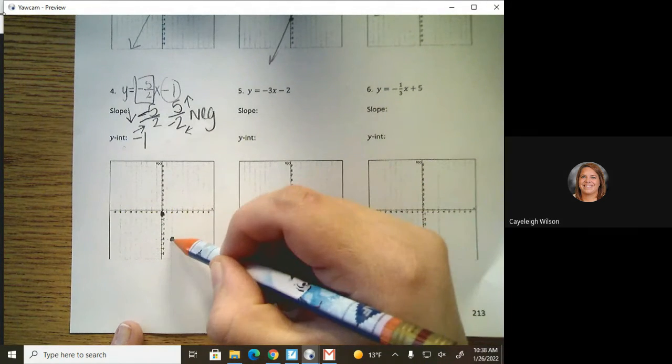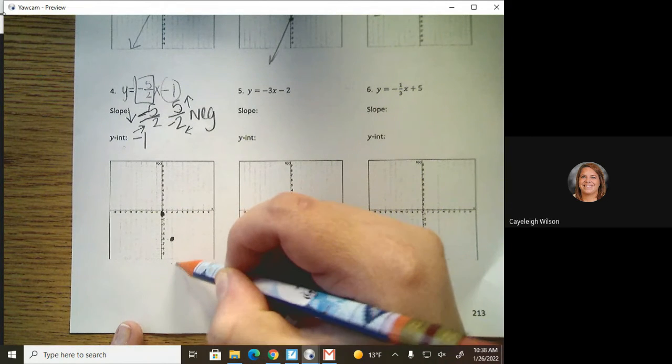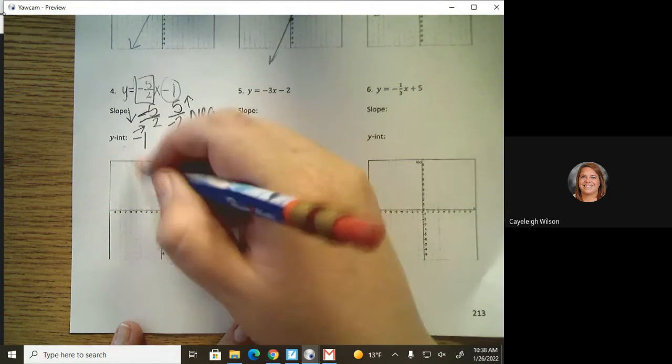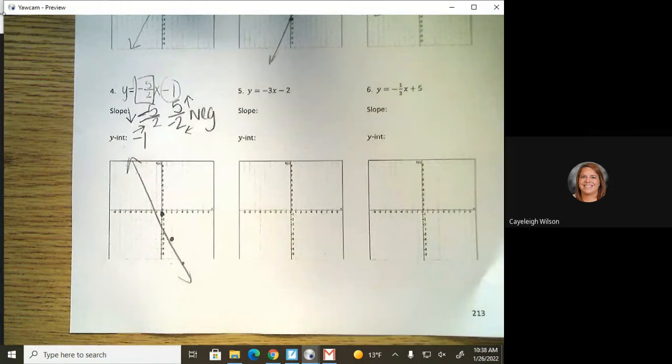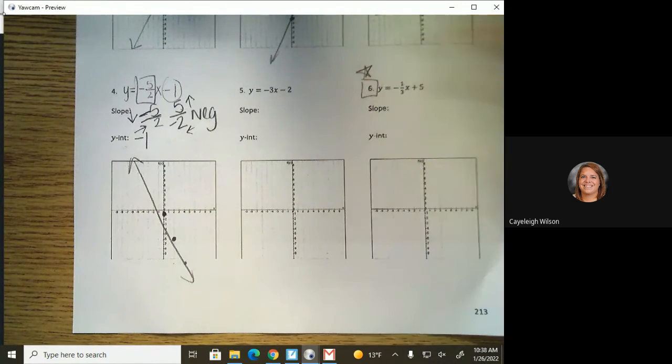Or I can count that again if I want. Down 1, 2, 3, 4, 5, right 1, 2. So it's just a little bit off the graph. And look at my line. I can't draw a straight line to save my life. But look, it's going down from left to right. It's a negative slope, which is what I wanted. It is negative. All right, why don't you all try number 6?